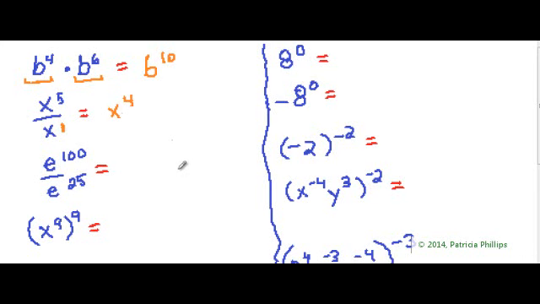Okay, the third problem is also done the same way, except it's easy. E to the power of 100 minus 25. And our final answer is going to be e to the power of 75.